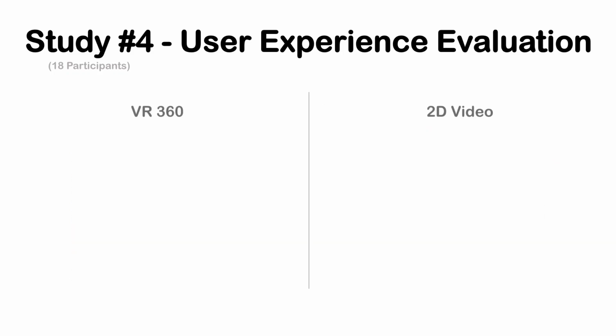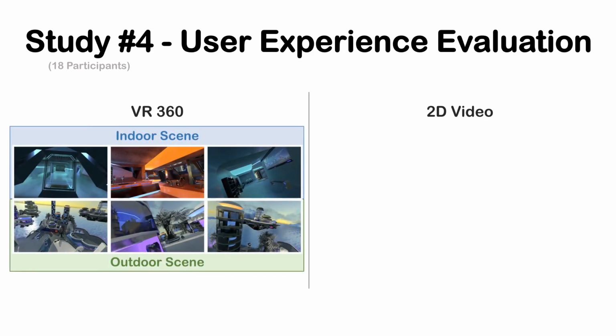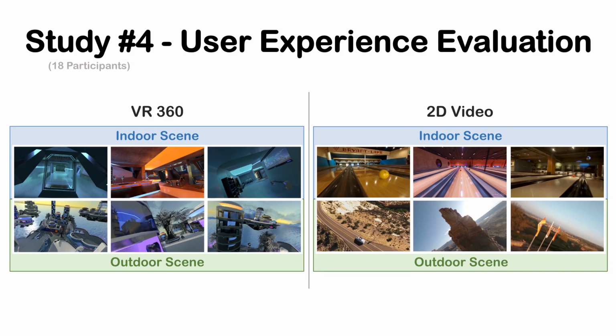We created 3 scenarios to cover different FPV content types. The first scenario involves 3 paths in a VR environment with indoor and outdoor scenes. The second and third scenarios are 3 2D videos selected from popular indoor and outdoor FPV footage.